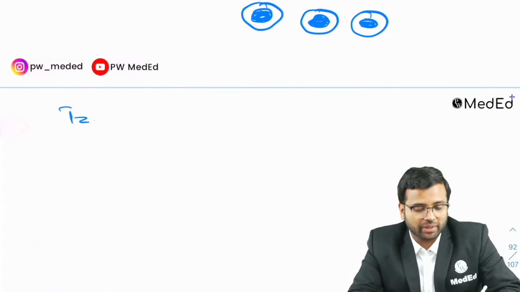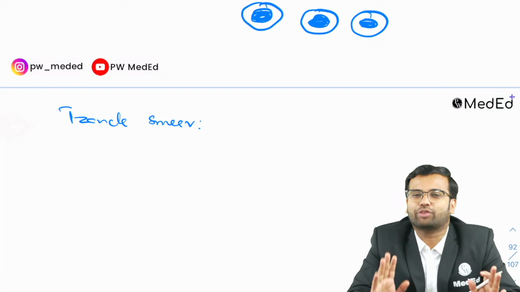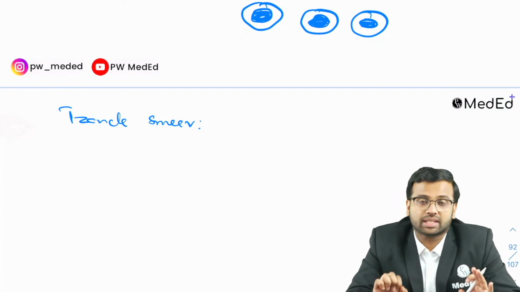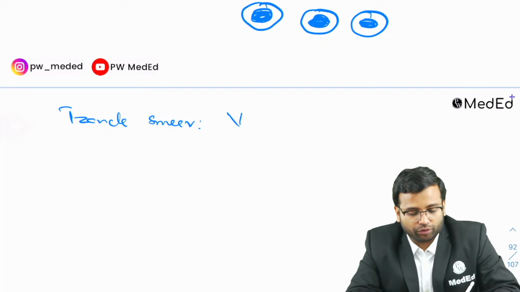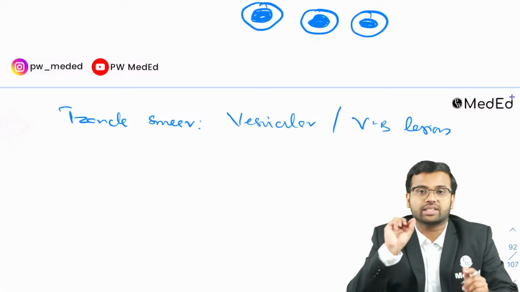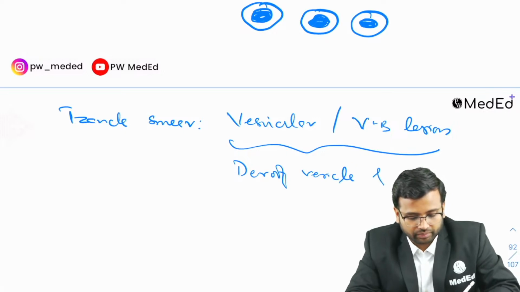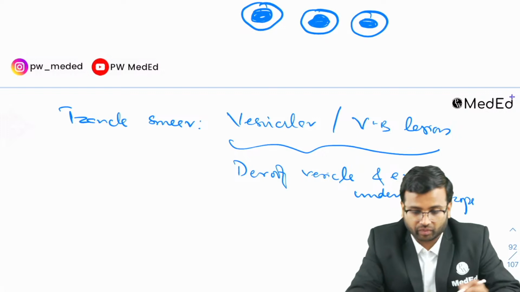See, what is a Sang smear? Sang smear. See, just concentrate here for a minute. In Sang smear, what happens is that whenever you get any kind of vesicular or vesiculobullous lesions, we can just de-roof the vesicle and examine under the microscope.